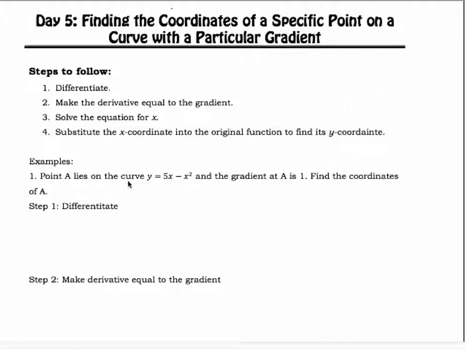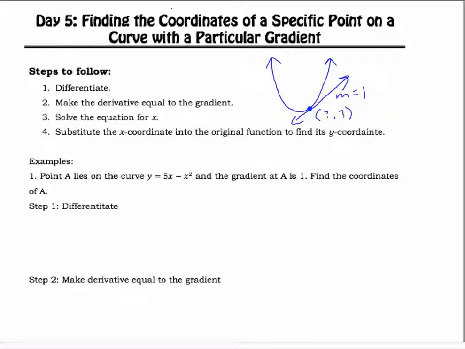Okay, so point A lies on this curve, and the gradient is 1. Find the coordinates of point A. So that curve is going to be a parabola, and a tangent line with a slope of 1 is probably going to be right here somewhere on the parabola. So we're given the slope of the tangent line. We've got to find this point. Okay, so we can do that.